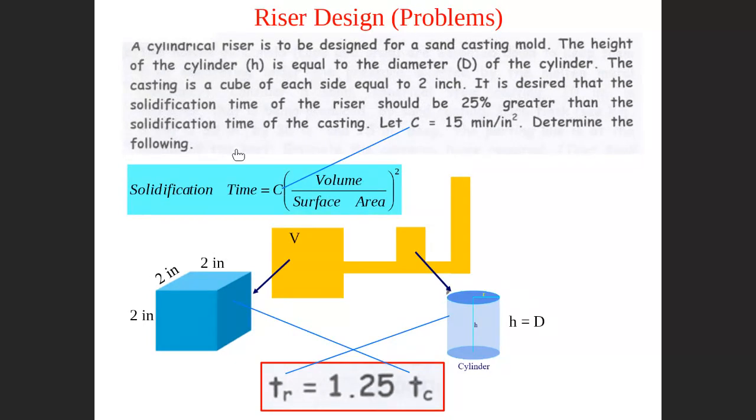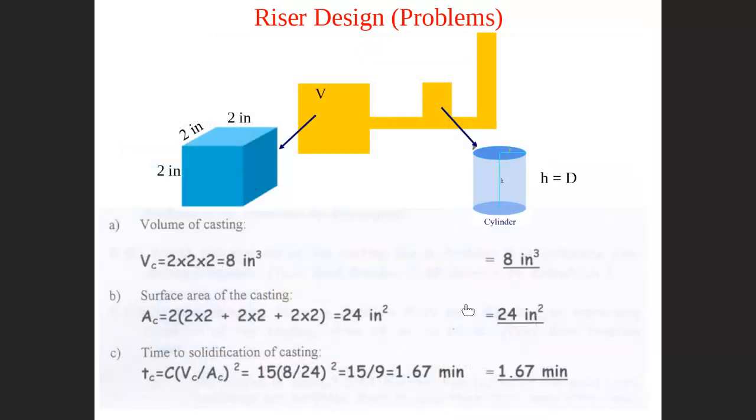Determine the following. There are several items we would like to identify, one by one. First, the volume of the cast. This is the cast, this is the riser. First thing we need: what is the volume of the cast? The volume of the cast is 2 by 2 by 2, meaning 8 cubic inches.